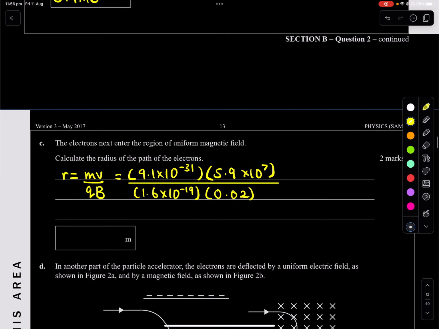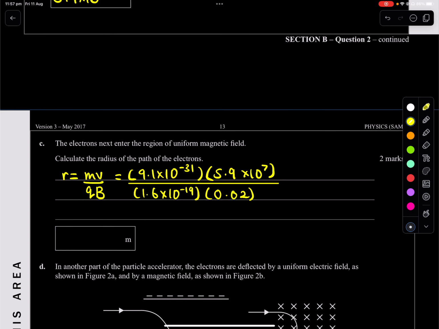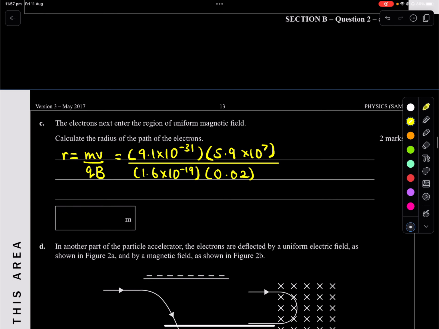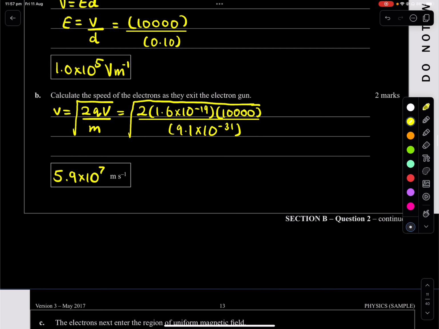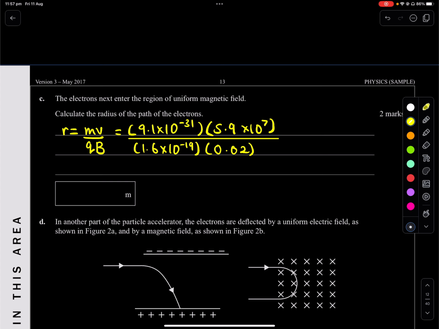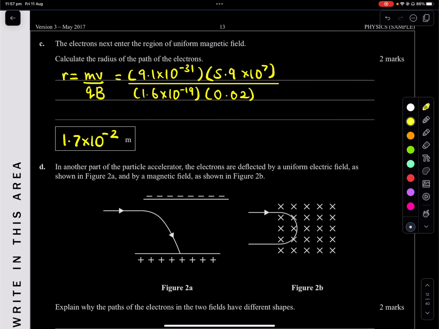Yep. All right, that would give us the calculation over 1.6 times 10 to the negative 19 times 0.02. That gives you, okay, we want it in meters, so what significant figures? Again, just 2, so that'll be 1.7 times 10 to the negative 2. Is that right? Okay, yeah, looks right.